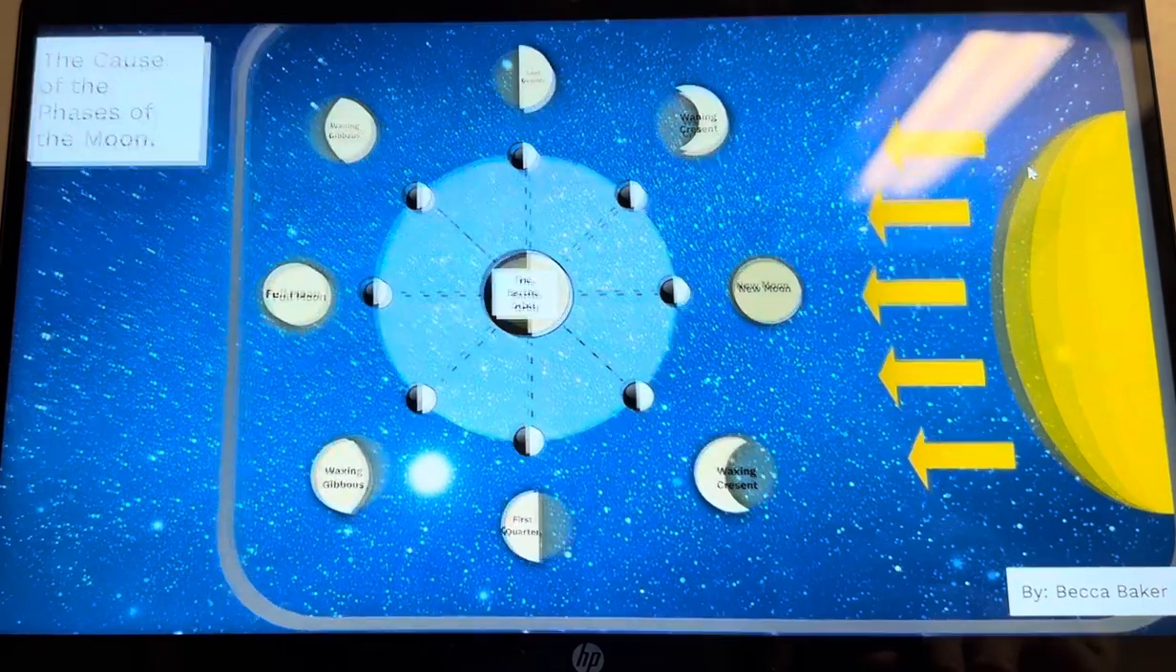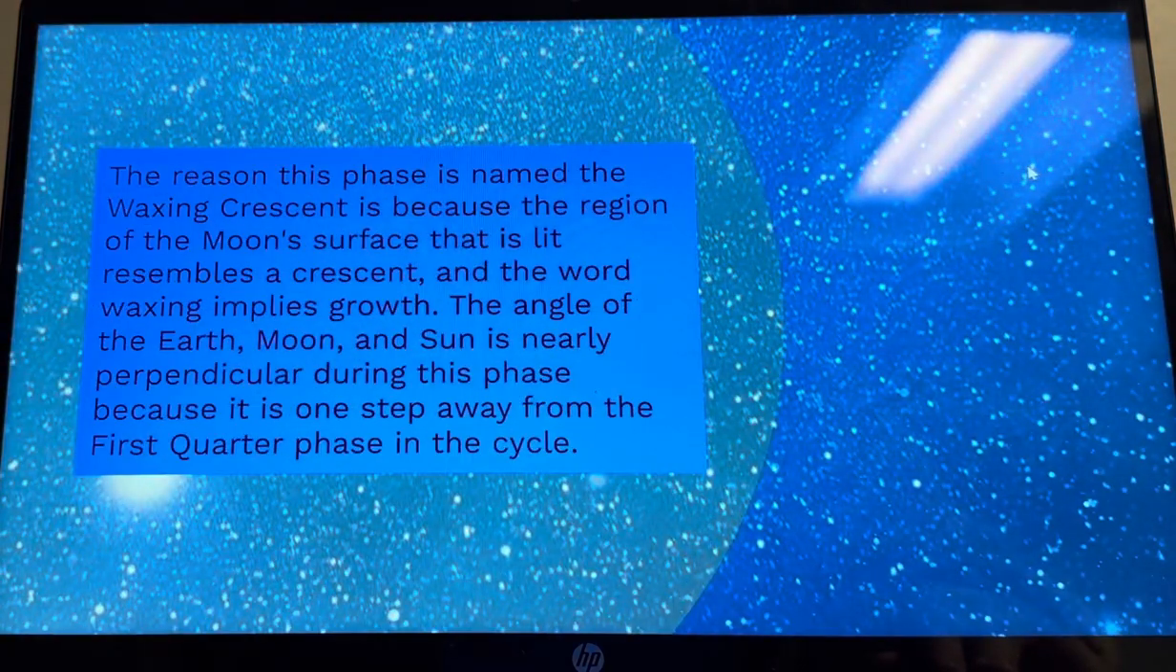Waxing crescent. The reason this phase is named the waxing crescent is because the region of the moon's surface that is lit resembles a crescent, and the word waxing implies growth. The angles of the Earth, moon, and sun are nearly perpendicular during this phase because it is one step away from the first quarter phase in the cycle.